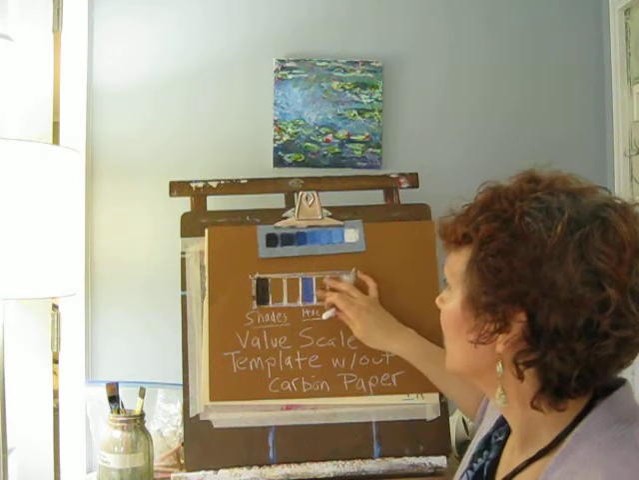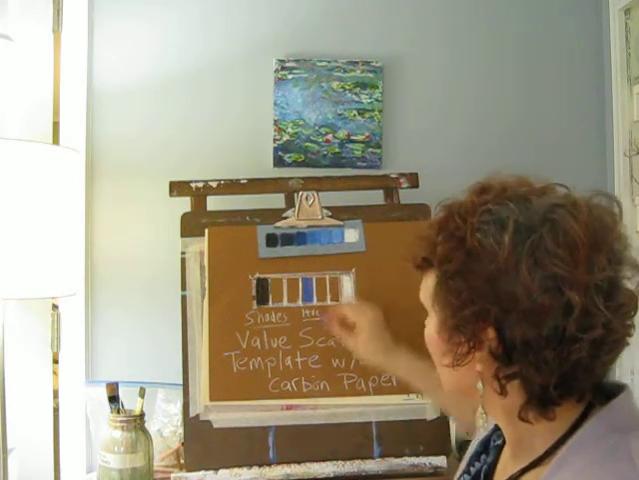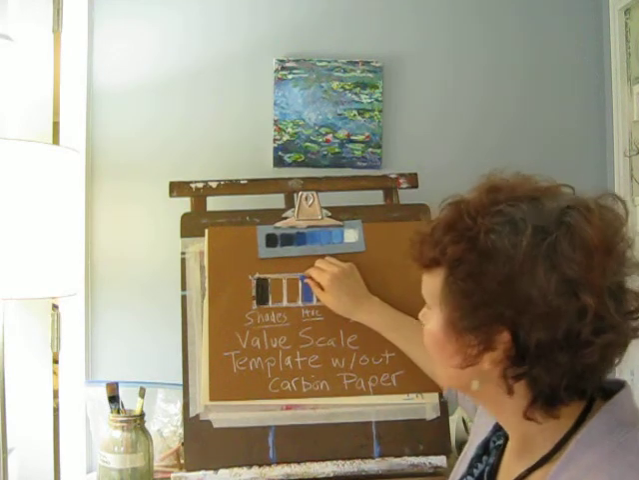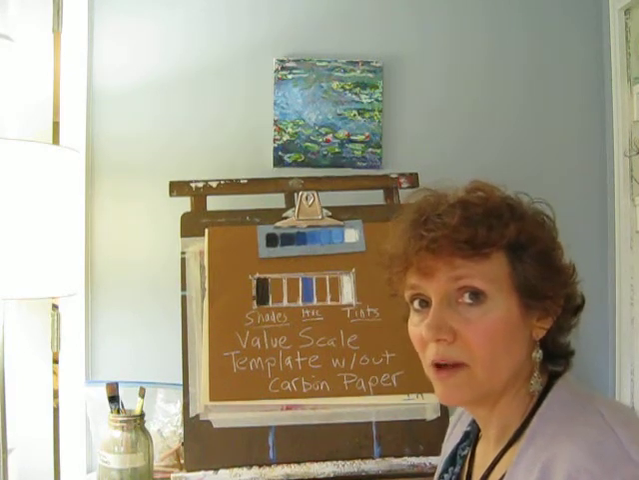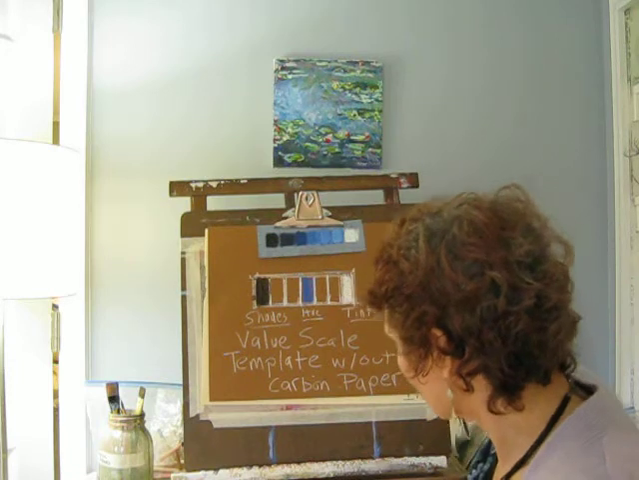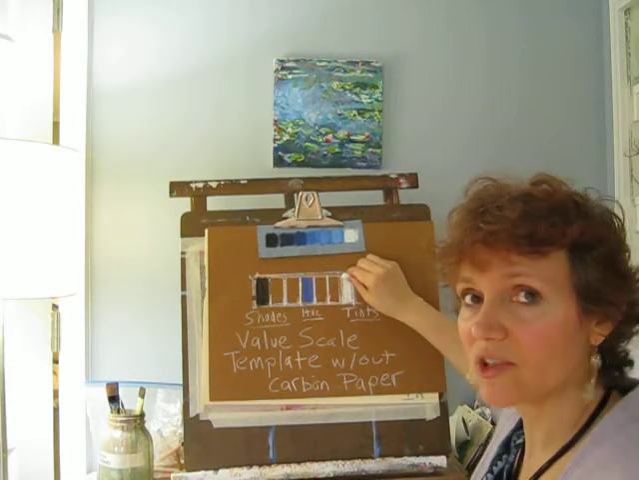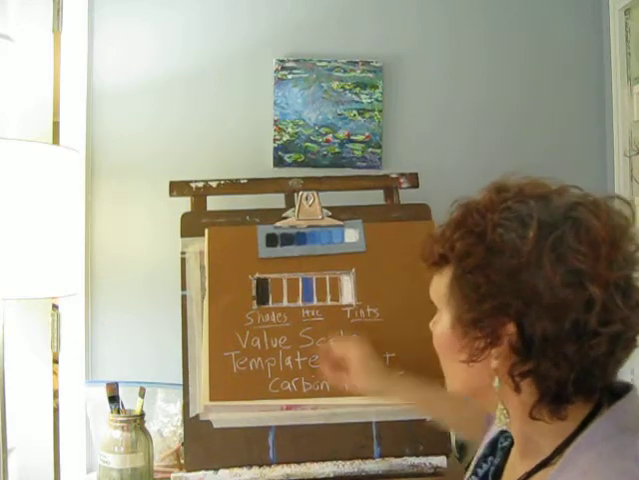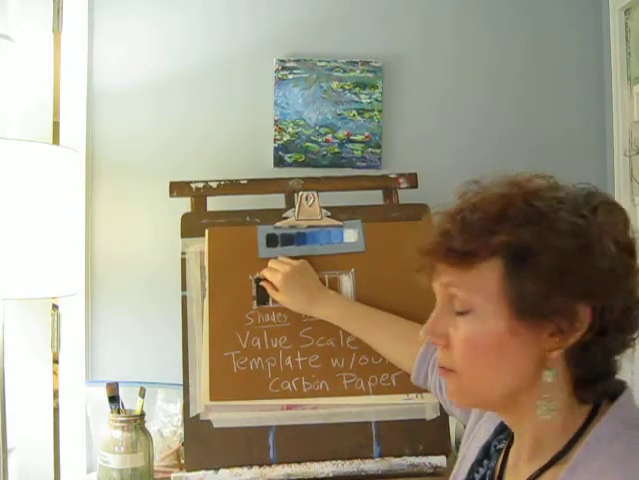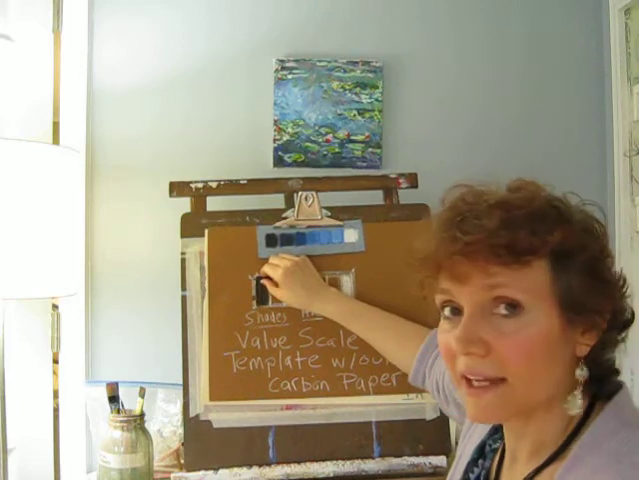So each time you want to start with your middle value, which is like that hue. In your grayscale, it would have been a middle gray. So then I move on to the lightest value, which is the white. And then I'll move on to the darkest value, which is black.